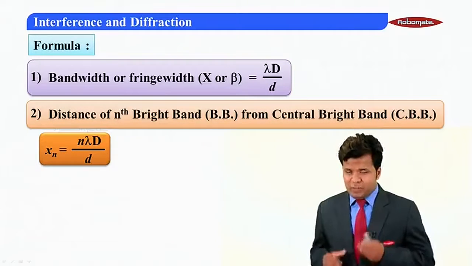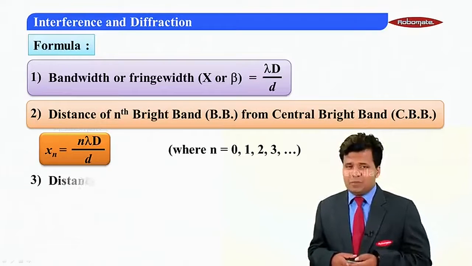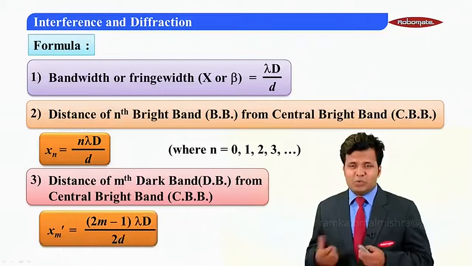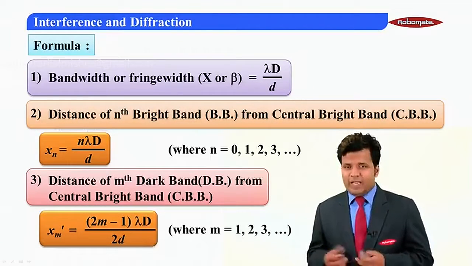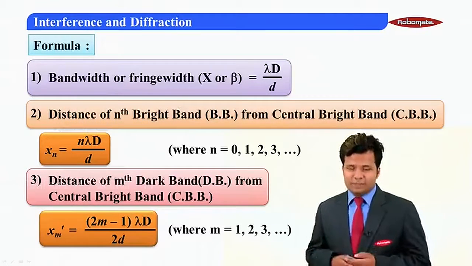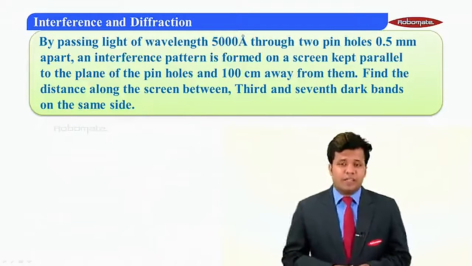The similar case would be for the dark band. What would be the distance between any mth dark band and CBB? So the answer would be given by the formula that xm dash is nothing but equal to (2m minus 1) lambda D by 2d. So guys, where n and m are integers, n starts from 0 and m starts from 1. That is the basic difference between these two formulas. Let us take the first numerical here.